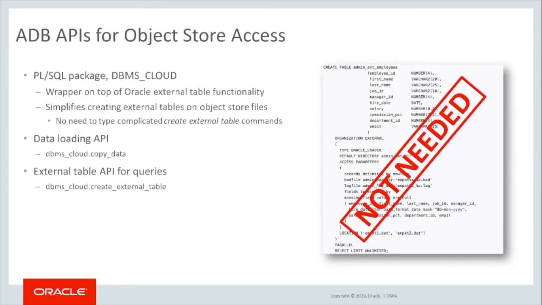Once a credential is created, it can be used to access a file as an external table or to ingest data from the file into database tables. DBMS_CLOUD makes it easier to use external tables, and the organizational external directories needed in other versions of the Oracle database are not needed.